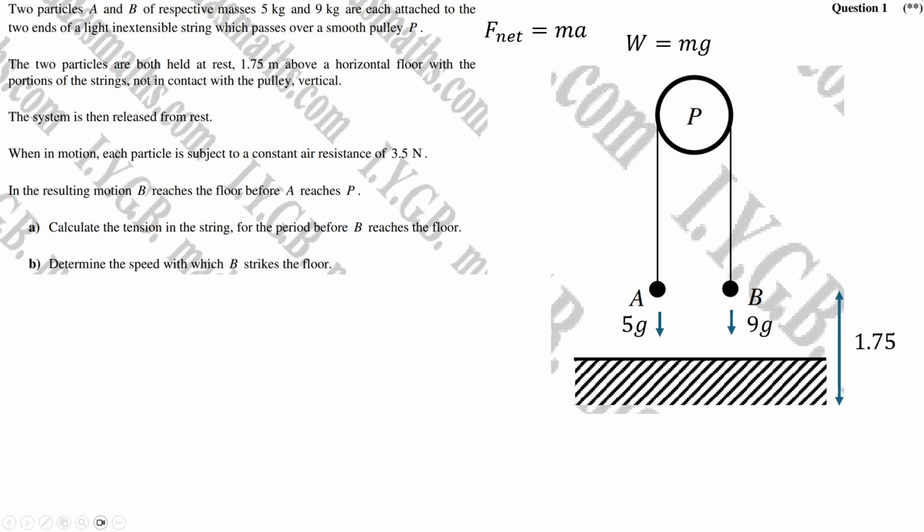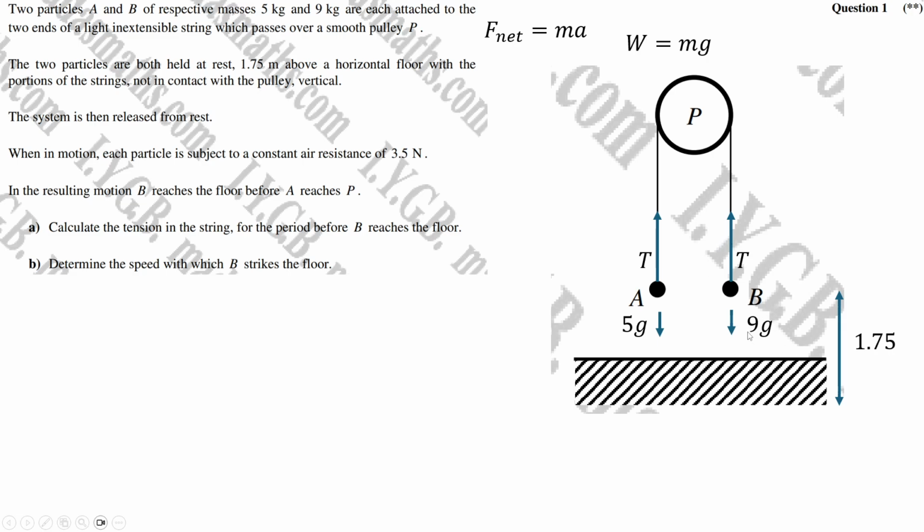In the resultant motion, B reaches the floor before A reaches P. So by the time this is at the floor, A doesn't actually touch the top. We want to calculate the tension in the string. So there'll be tension here, and there'll also be tension here. Whenever you've got a rope or a string and it's taut, it should say somewhere that it's taut. And if it doesn't, well, it definitely is. Anyways, the string here is taut, so it's not slack. So there will be some pulling force on it, which is just tension.